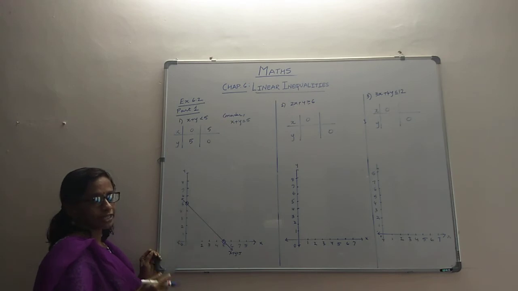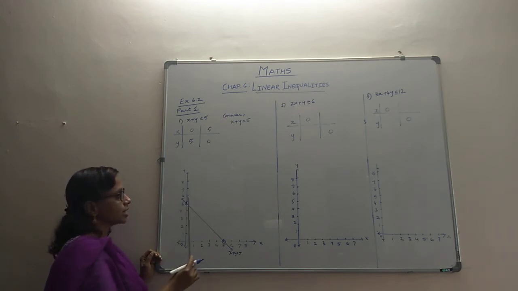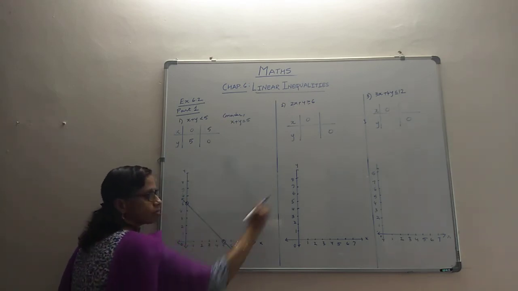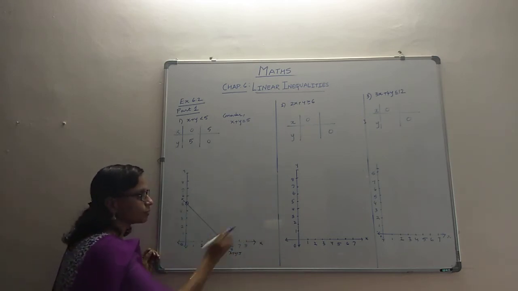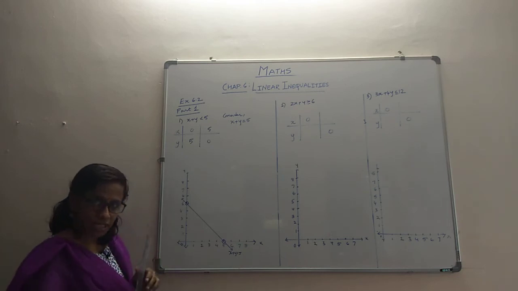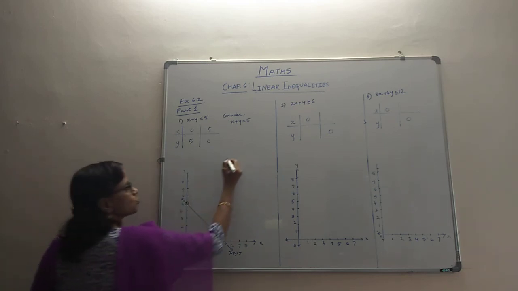Now it is for us to find the region. Where can the region be? Either it is on the top half of the line or it is on the bottom half of the line. Either of the places will be a region. Now in order to decide which place is the region, we make a small substitution.